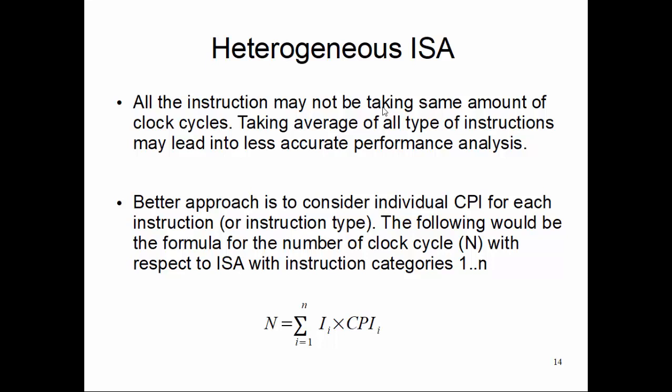So in that approach, what we ideally should do is actually count CPI per individual instruction. Okay, CPI per individual instruction, and then really count the number of each individual instruction executed during execution of a program, multiply that with the CPI of that instruction, and then sum it up.